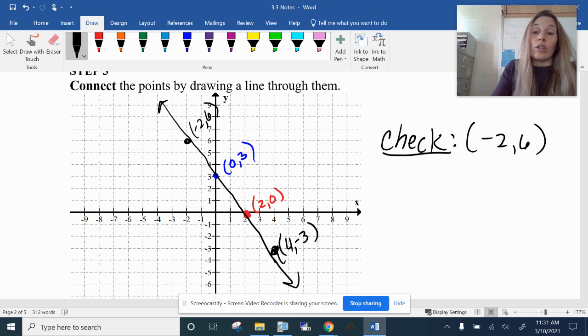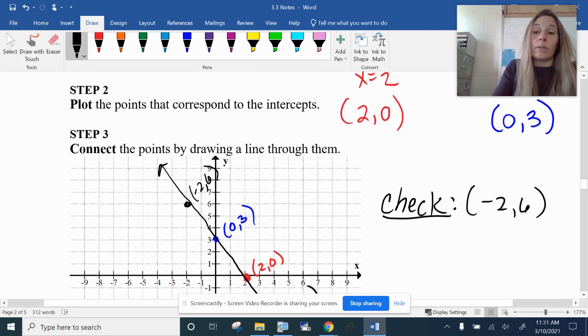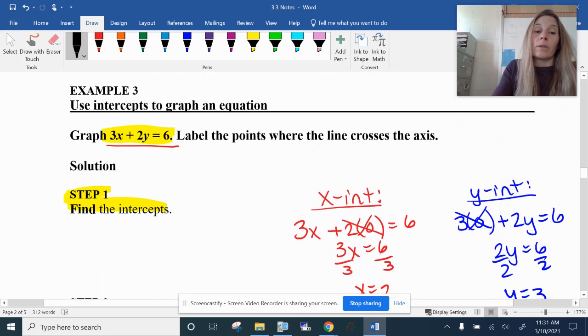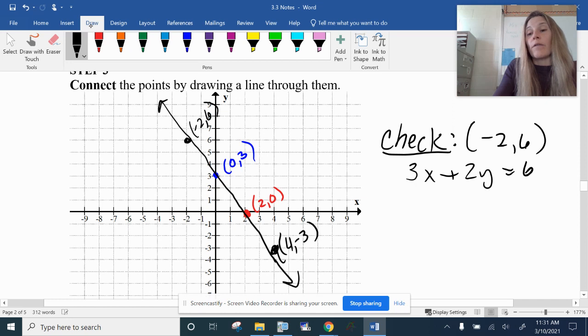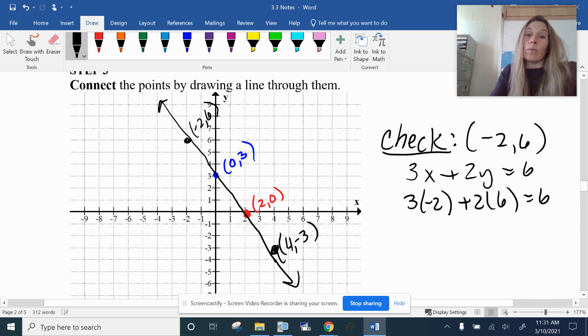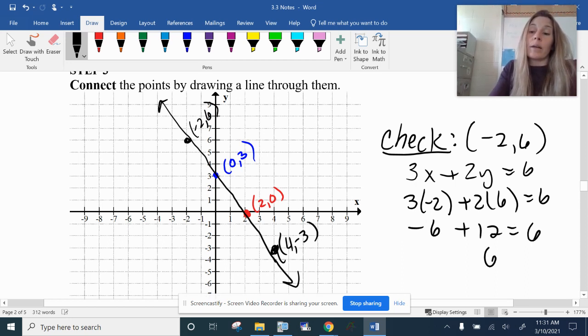So I would use my original equation, which was up at the top there. So 3x plus 2y equals 6. Now, if I plug in this -2 for x and this 6 for y, it should work out if my line was correct. So -6 plus 12 equals 6. So that checks out.